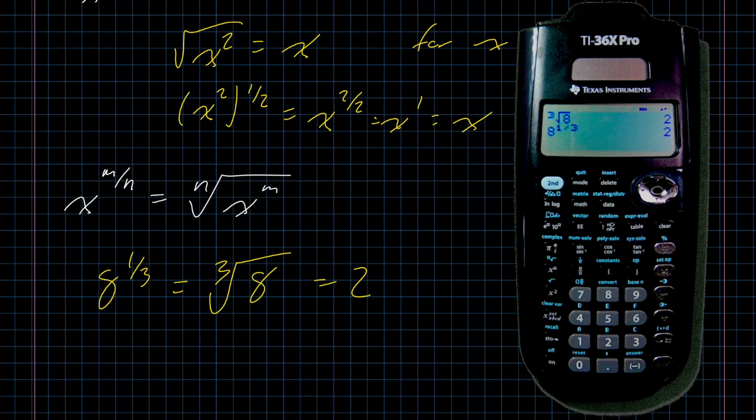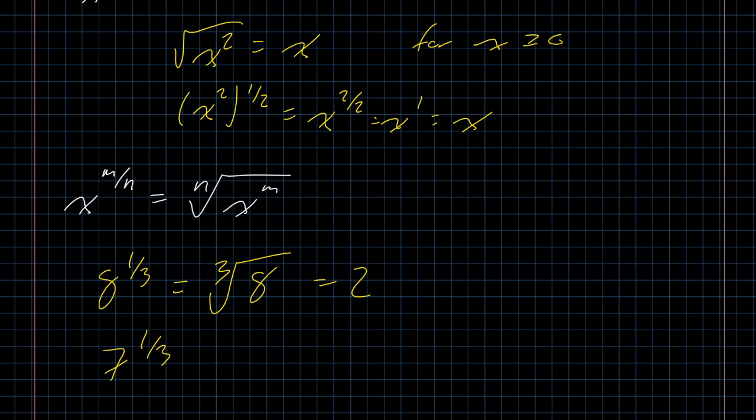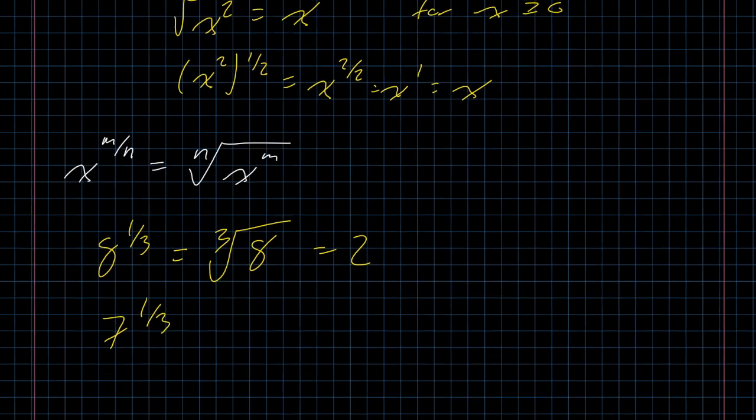Unless we have a perfect power and we can reduce things exactly, we're not going to worry about that. For this lesson, if I had something like 7 to the 1/3 power, I would leave it as 7 to the 1/3 power and not do anything else. Doing something else will come a little bit later.